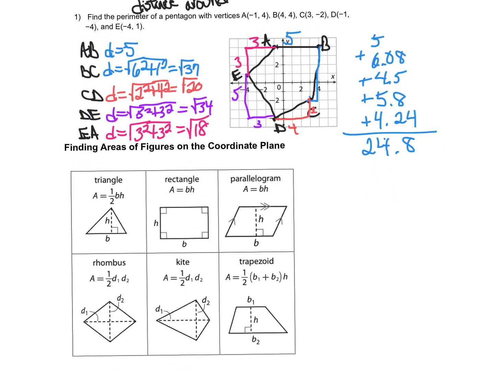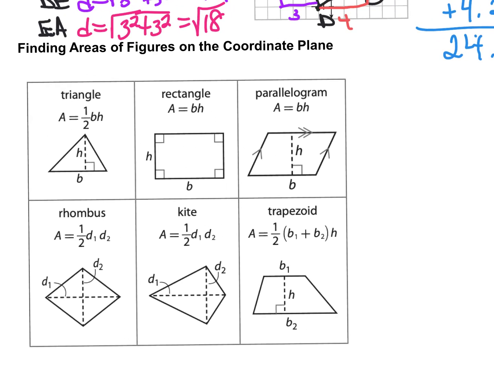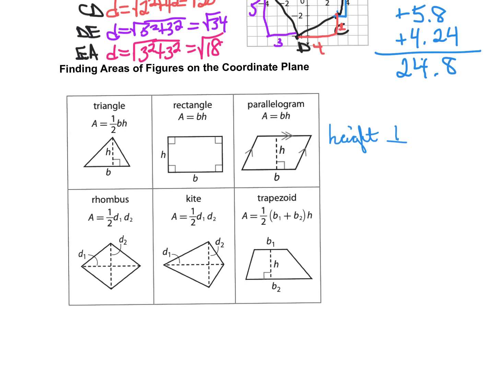Finding areas of figures on the coordinate plane. So here's the three. Now the first one, you know, area of a triangle, 1/2 base times height. You know, a rectangle, base times height. And a parallelogram is the same. The thing I want you to see here is that height, the h, is always perpendicular to the base.